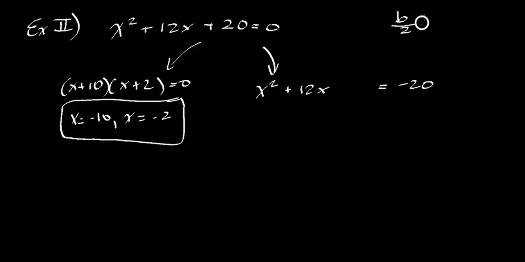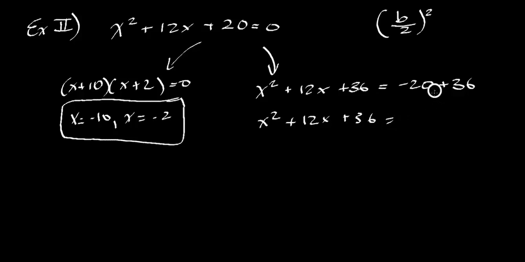Remember, b divided by 2 squared. What's our b? 12. 12 divided by 2 is 6. 6 squared is 36, right? So we get plus 36. Since you're adding 36 on this side, you have to add 36 on this side. Alright? So you get x squared plus 12x plus 36 equals minus 20 plus 36, that equals 16.